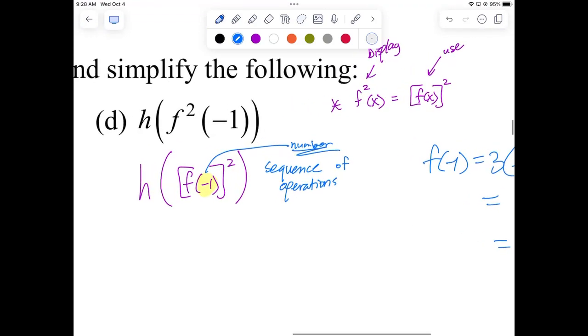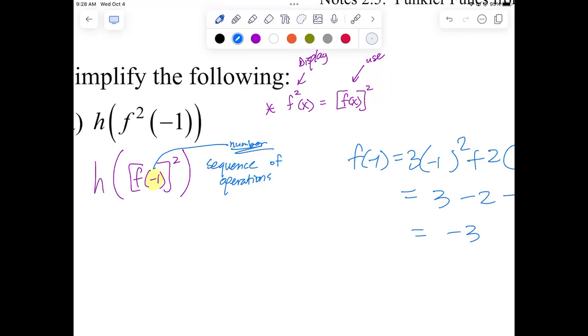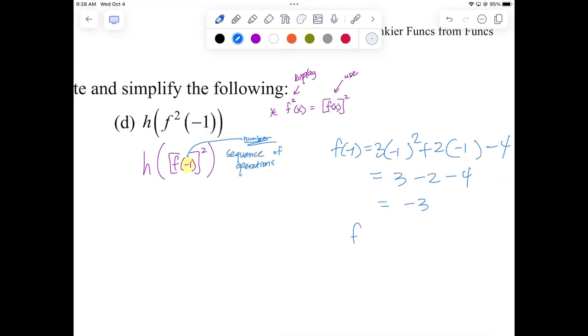Well, no, I'm only doing f of -1 first. Now that I have my -3, what is f of -1 quantity squared? Well, that's going to be -3 quantity squared, which comes out to be what? 9. So over here, this really turns into just h of 9. Everything on the right-hand side here, that's my workbench. H of 9.